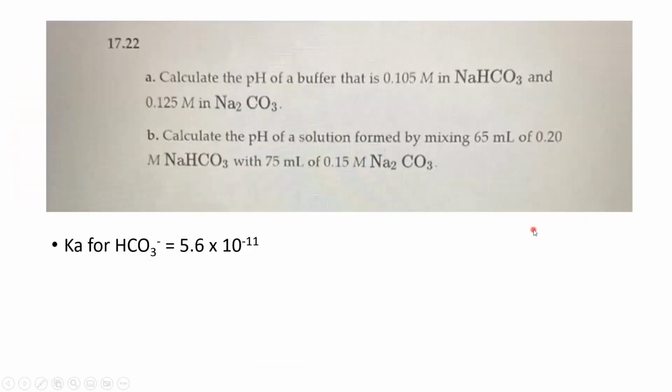All right, so for the next one then, we've got two different questions, and they're going to be similar. So calculate the pH of a buffer solution that is 0.105 molar sodium bicarbonate, and then 0.125 sodium carbonate. And then for the second one, we want to do a similar thing, figure out the pH of a solution that's formed by mixing those two together. So we've got 65 milliliters of a 0.2 molar sodium bicarbonate with 75 milliliters of a 0.15 molar.